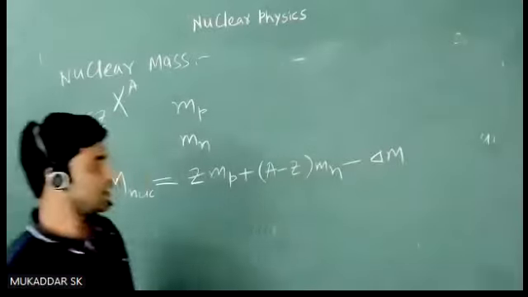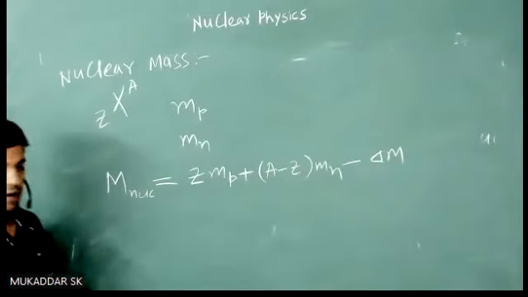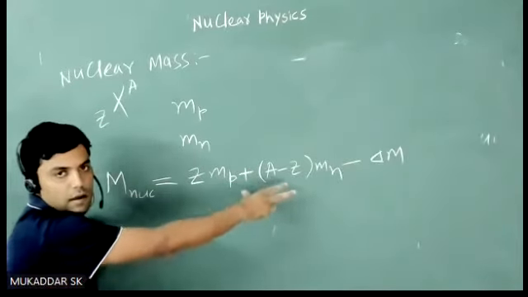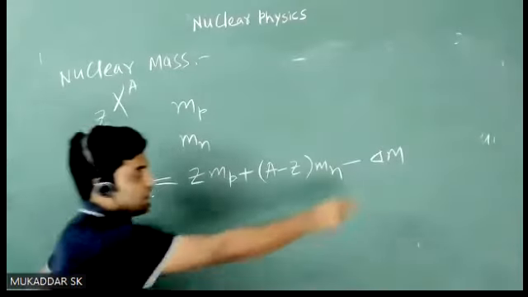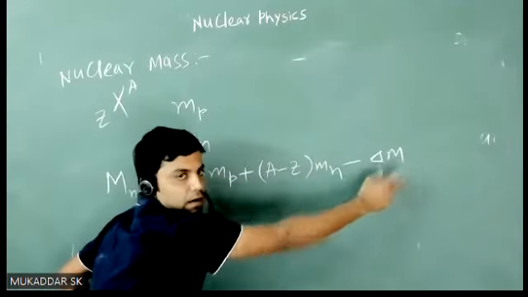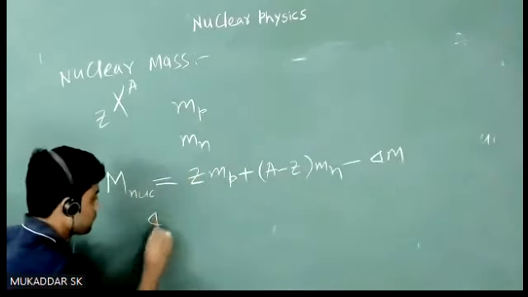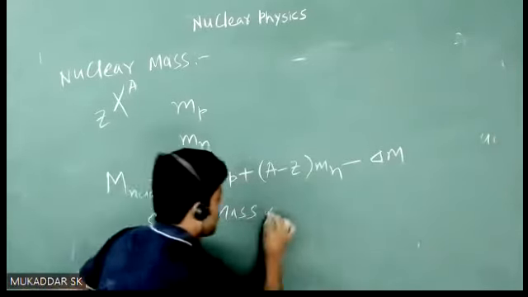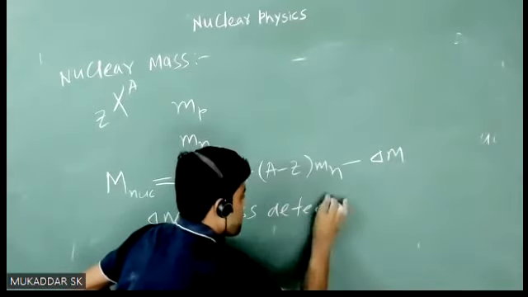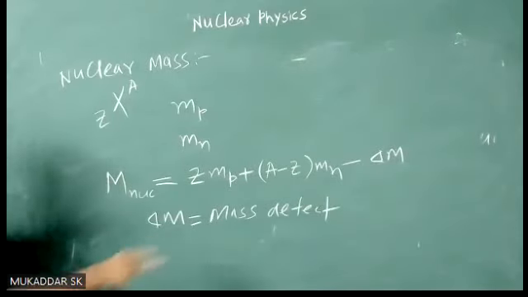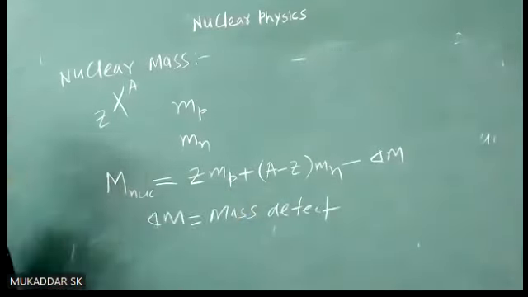So what I'm saying is, the actual mass of a nucleus is always less than the sum of the masses of the protons and the neutrons, and there is some reduced factor, delta m. Delta m is known as mass defect, right? Mass defect. Did everyone understand? The actual mass is always less by some factor, that is delta m. Delta m is known as mass defect.